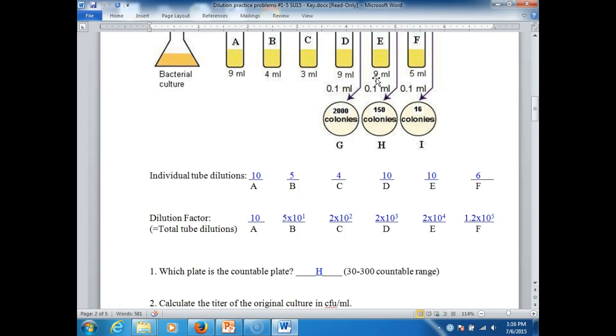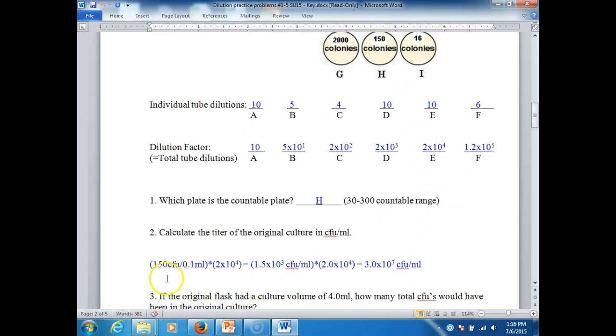And then we're going to multiply by what? The dilution factor of the tube, right, that was used to plate this plate. And that is tube E. So that's 2 times 10 to the 4th, right? When we do out our math, you should have gotten 3.0 times 10 to the 7th CFUs per milliliter.